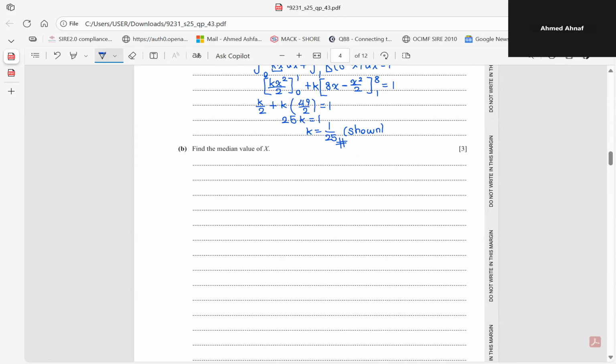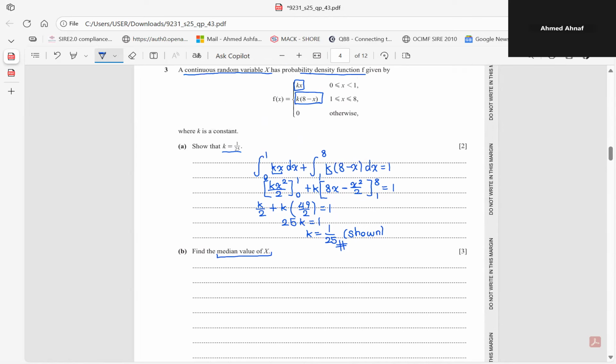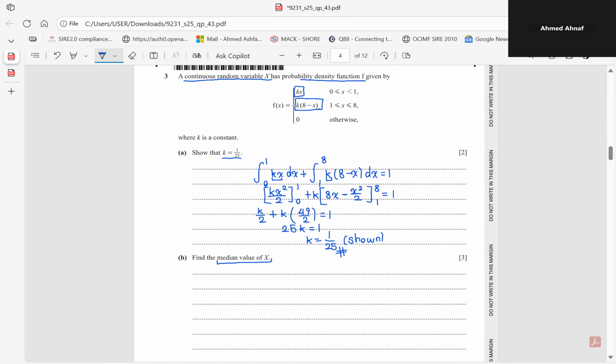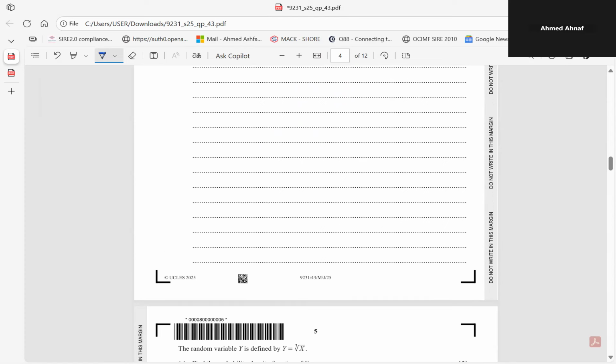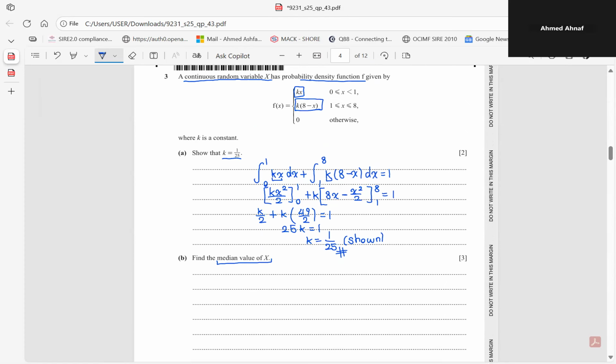Okay, so here we're told to find the median value of x. All right, so to do this question, I believe, let's see the next part. Okay.